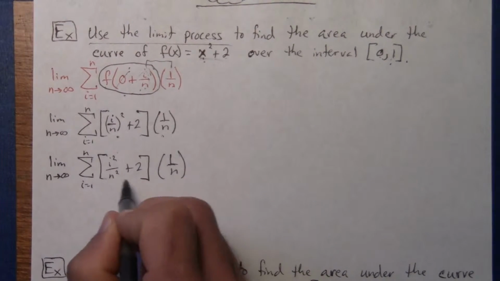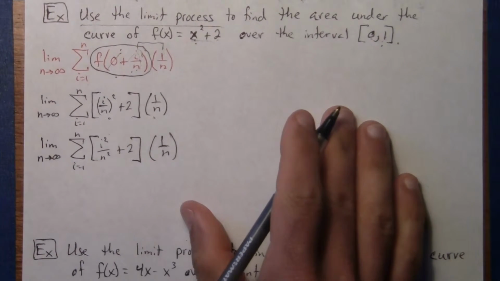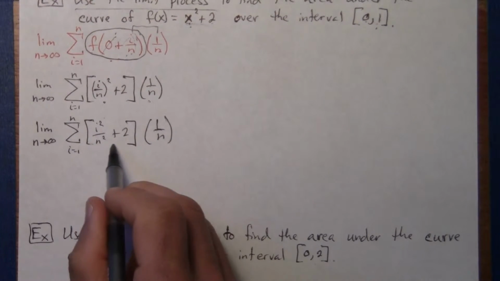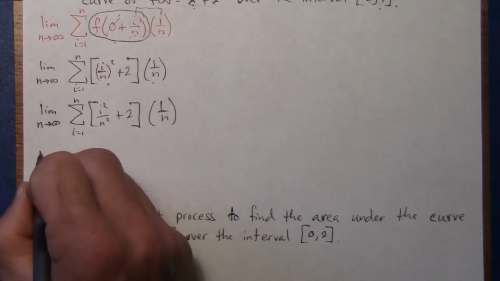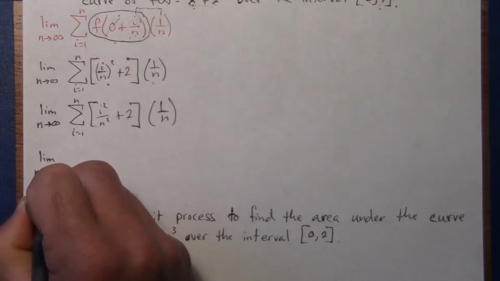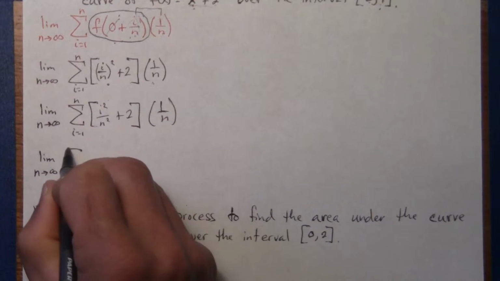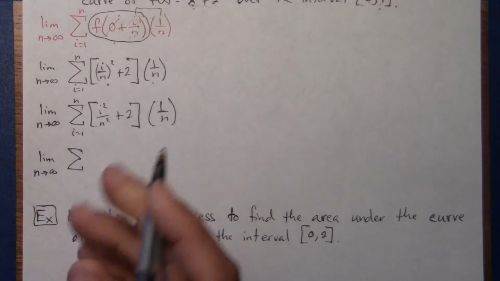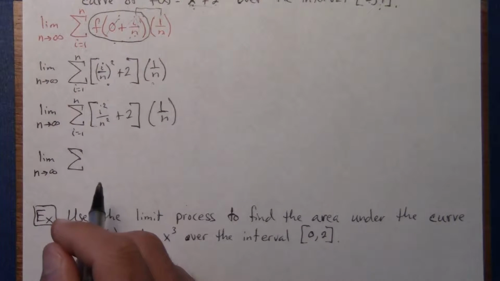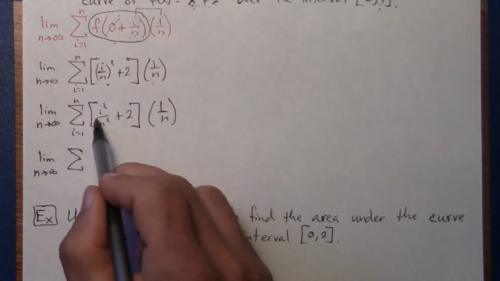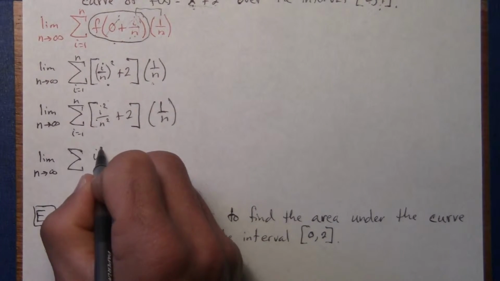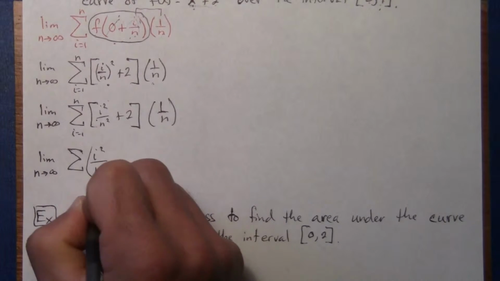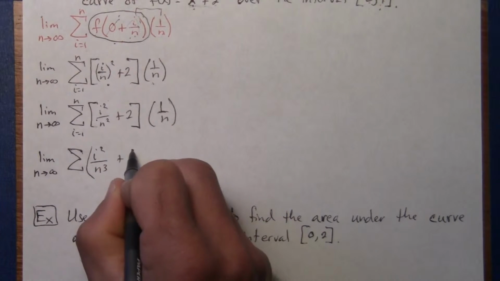Now some people want to get common denominators. You can do that. I would recommend not doing that. I think it's easier just to keep these two things separate. Now I'm going to go ahead and distribute the 1 over n. So I'm going to have the limit as n approaches infinity of the sum. Now if you want to save yourself some work here, you can do that. Remember that I'm going to distribute here and then I'm going to break them apart. I'm going to go ahead and just do that and say it's i squared over n cubed. Distributing here I get 2 over n.